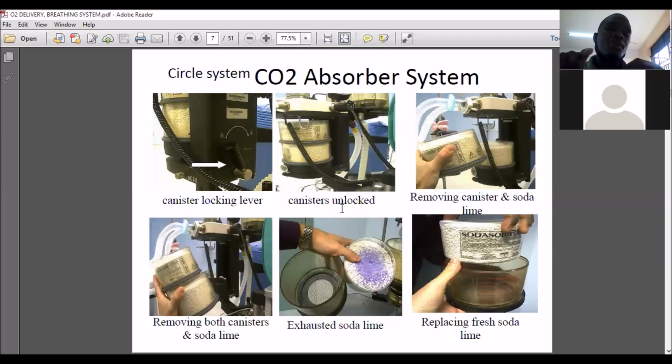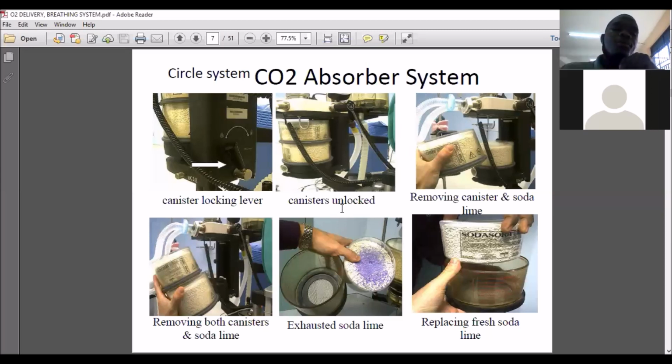So that's what the carbon dioxide absorber system does. What we should know is that they put an indicator in this absorber that changes color once it is overused. Once it changes color, you have to replace it. But it can confuse sometimes.